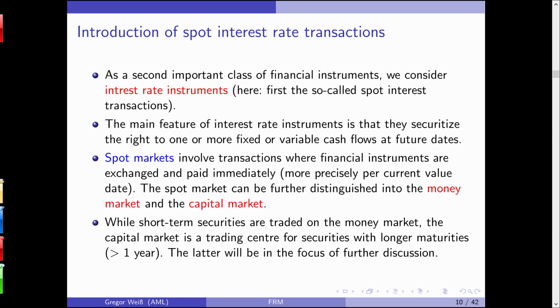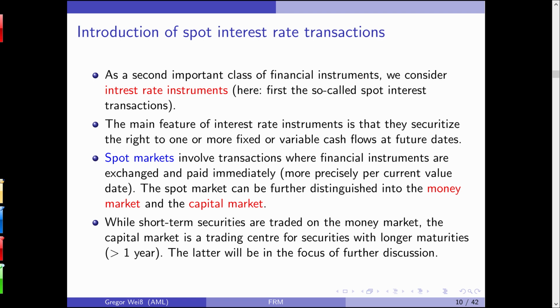Now let's next turn to interest rate instruments, so-called spot interest transactions. The main feature of interest rate instruments is that these securitize the right to one or more fixed or variable cash flows at future dates. And in many cases, we'll simply talk about fixed income products. Fixed income products are simply financial securities that pay off a fixed amount of money, a fixed interest rate.